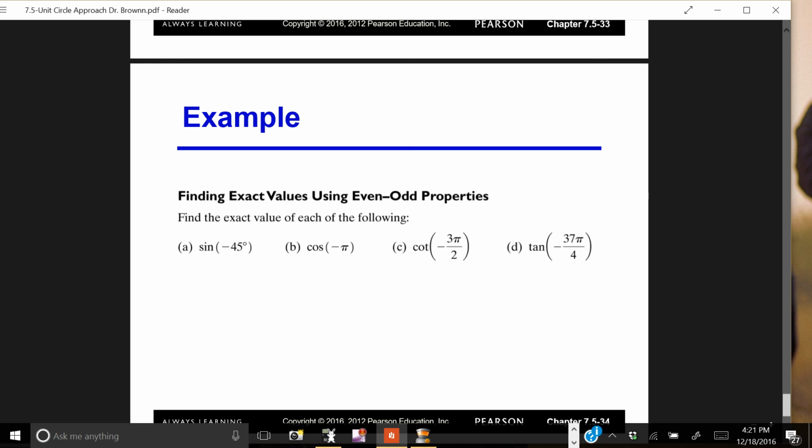Find exact values using the even and odd properties. By the way, you can plug these in, and it is okay on a quiz to do this. I may ask you something about the even and odd properties, but generally you won't think of even and odd properties when you're doing trig.